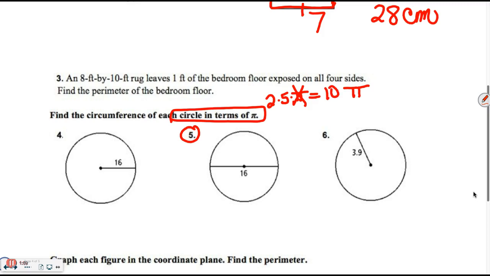So the circumference of a circle is 2 times pi times the radius. So what we need to do is figure out the radius. Well, if the diameter is 16, the radius would have to be 8. So we'd say this is 16, because again, we write the pi down. When it says in terms of pi, you just do the rest of it on your calculator. So this would be 16 times pi.